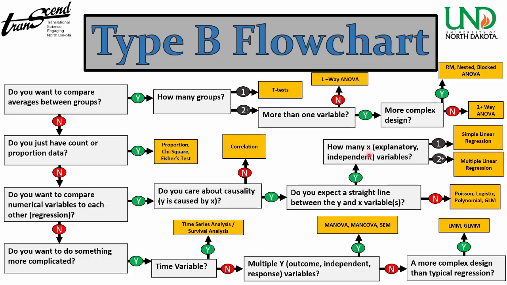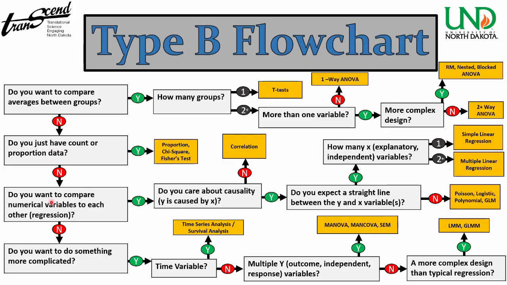If yes, then you can ask, how many X variables? How many explanatory variables? Independent variables? If you say 1, that's just simple linear regression. If there's more than 1, you've got multiple linear regression. No biggie there. Now, if you don't really expect a straight line between the Y and the X, you're going to have something more complicated. It's going to be a Poisson regression, logistic, maybe polynomial, maybe a generalized linear model.